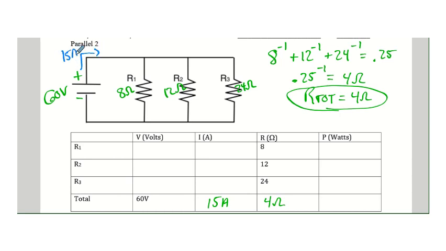comes out of our power supply, and then it has a choice. Some of it will go down through R1, some of it will go through R2, some of it will go through R3. And then, of course, it all comes back into the negative side of the power supply, which could be a battery or any other direct current source.